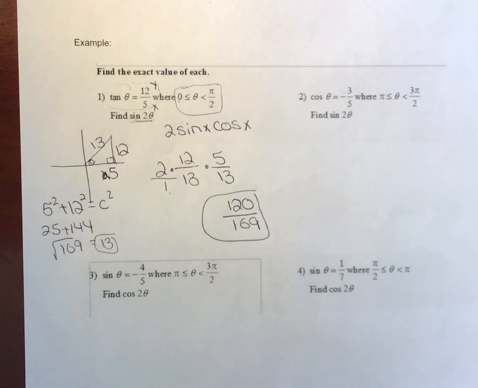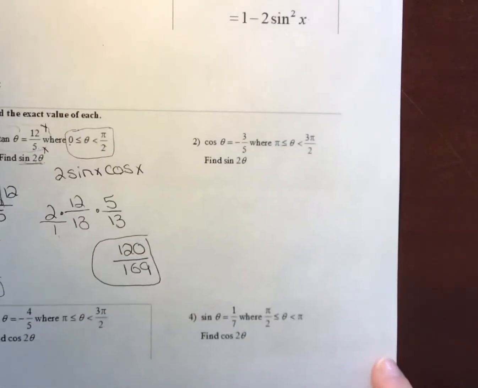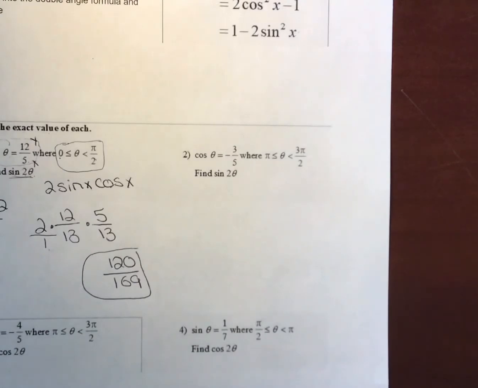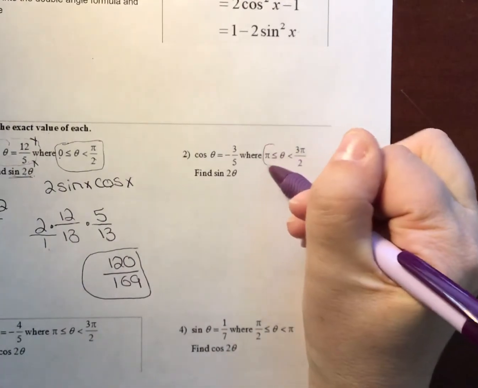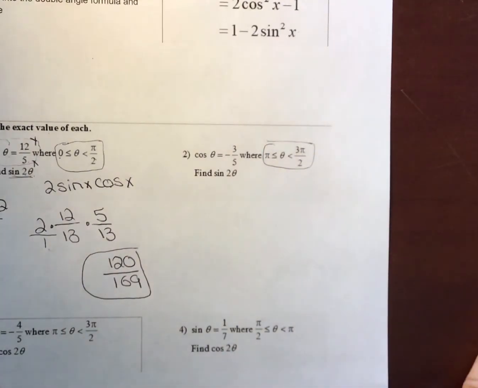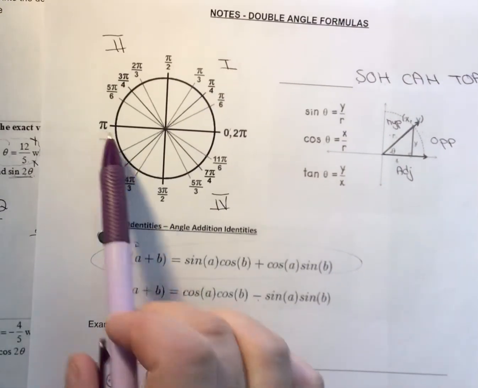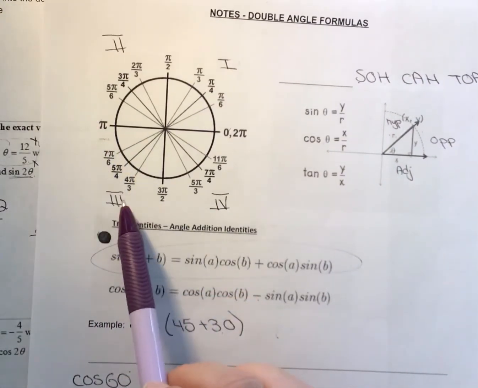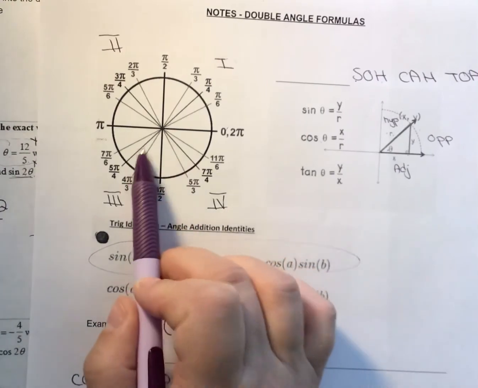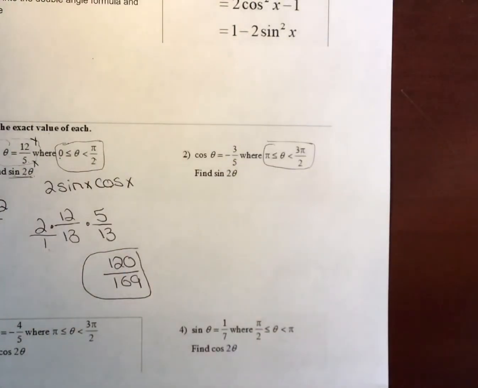Okay, let's try a couple more together. All right, number 2. So using those steps again. Step number 1, use the restrictions to determine what quadrant you are working in. Here are our restrictions over here. So between pi and 3 pi over 2. Take a look at your unit circle and figure out pi and 3 pi over 2. What quadrant is that? Okay, so that's quadrant 3. So we're drawing our right triangle in quadrant 3.